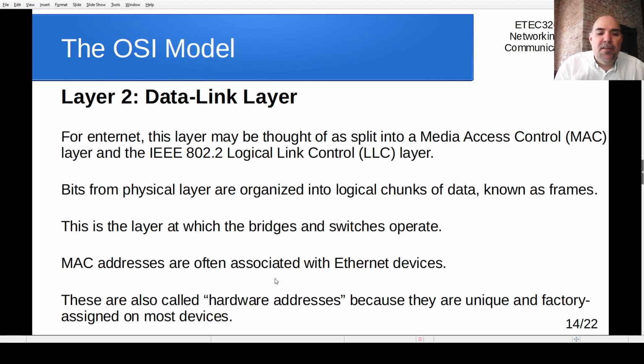And notice that the MAC addresses, the hardware addresses, are associated with Ethernet devices. In the next class, we're going to dig into the specifics of that. But right now, just know that every Ethernet frame that goes across has these hardware addresses as part of it. And those are uniquely created at a factory.